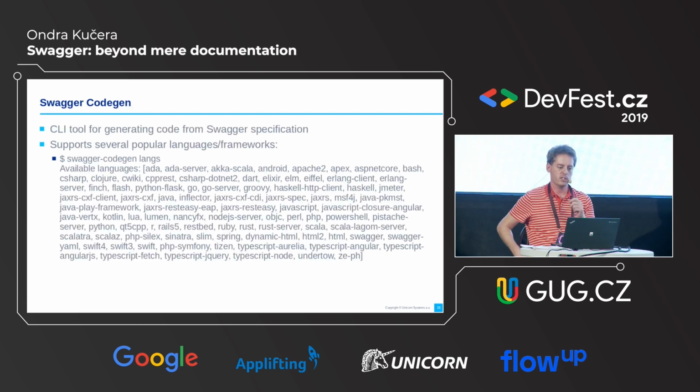So the answer is Swagger CodeGen. That's a command line tool that allows you to generate code from your Swagger specification. As you can see, it covers quite a lot of languages. I hope that you can find your favorite language there. If not, well, I can't really do much about that, but I hope you will.